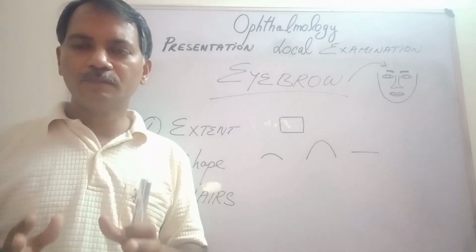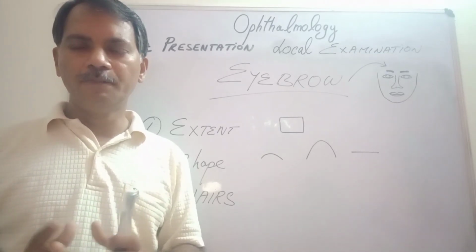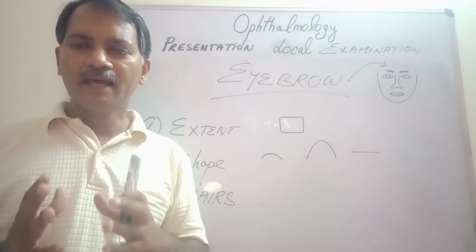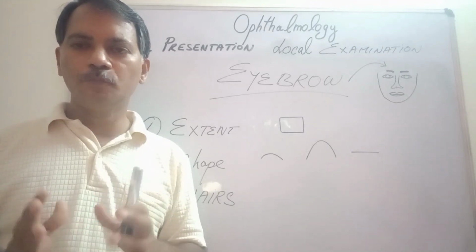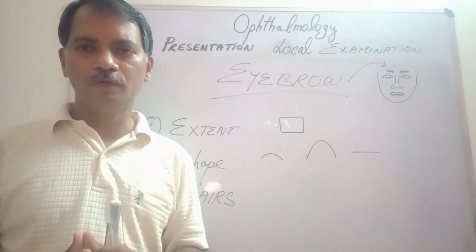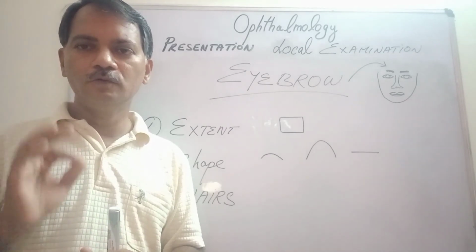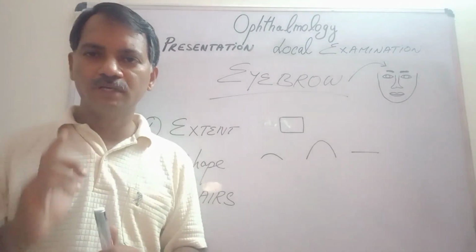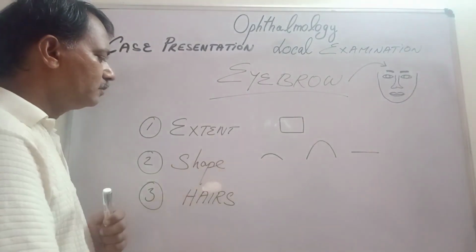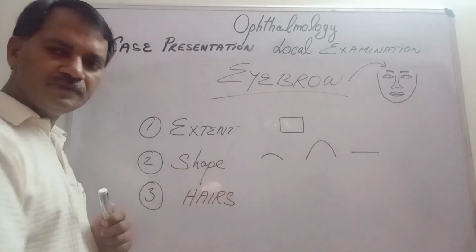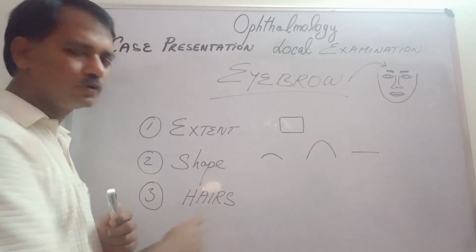So these are some of the abnormalities an undergraduate and postgraduate beginner should know. Whenever you want to examine the eyebrows, you should examine the extent of the eyebrow, the shape of the eyebrow, and the hairs over the eyebrow.